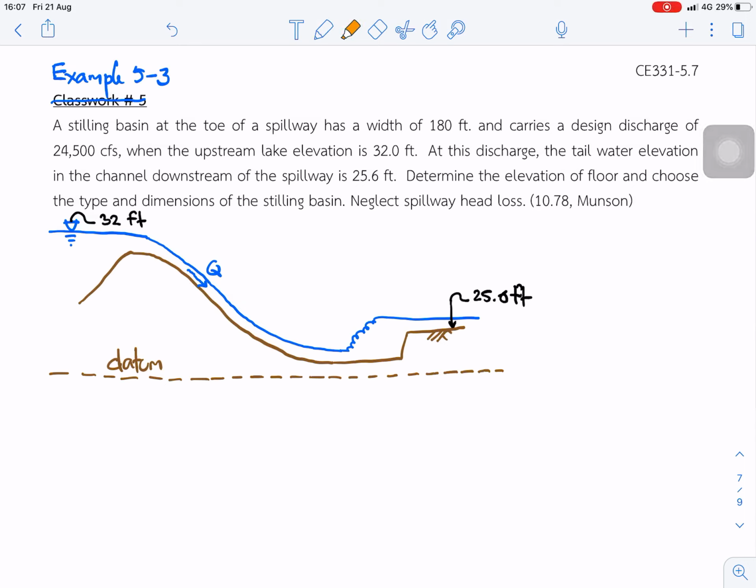5-3. A stilling basin at the toe of the spillway, shown in the figure below, has a width of 180 feet and carries a design discharge of 24,500 cubic feet per second when the upstream reservoir elevation is 32 feet. At this discharge, the tailwater elevation in the channel downstream of the spillway is 25.6 feet. Determine the elevation of the floor and choose the type and dimensions of the stilling basin. Neglect the spillway head loss.